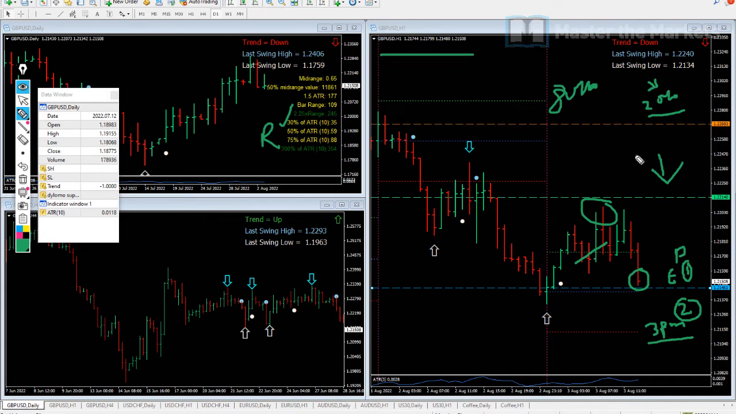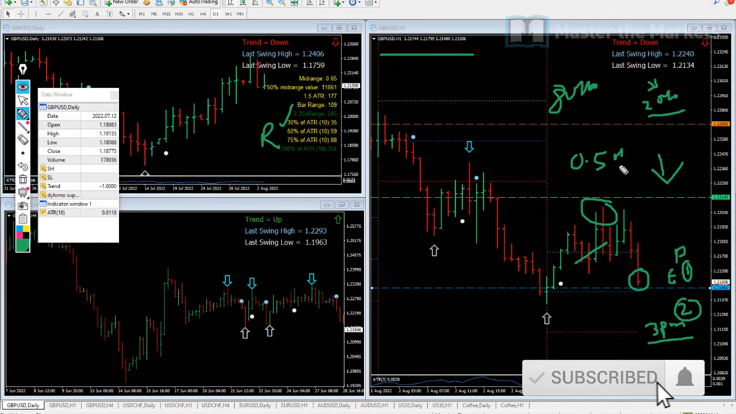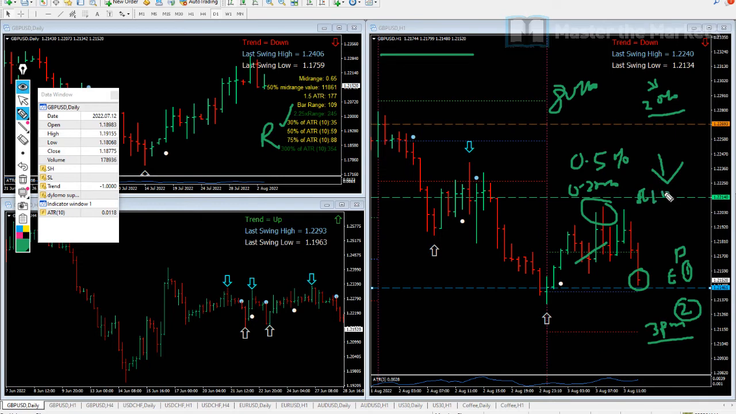But if you still do want to take it, you can take it at a lower percentage of risk, at 0.5 or even 0.25%, or if you're trading at $10 a pip, you can reduce that by half to $5 a pip or even $2.50 a pip. Okay, those are the things there.